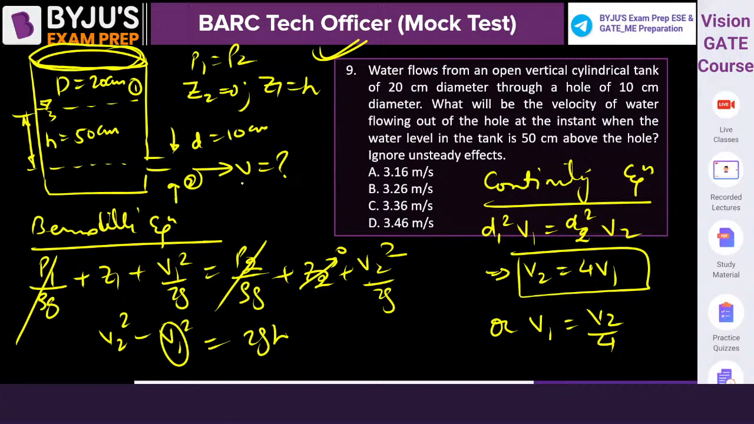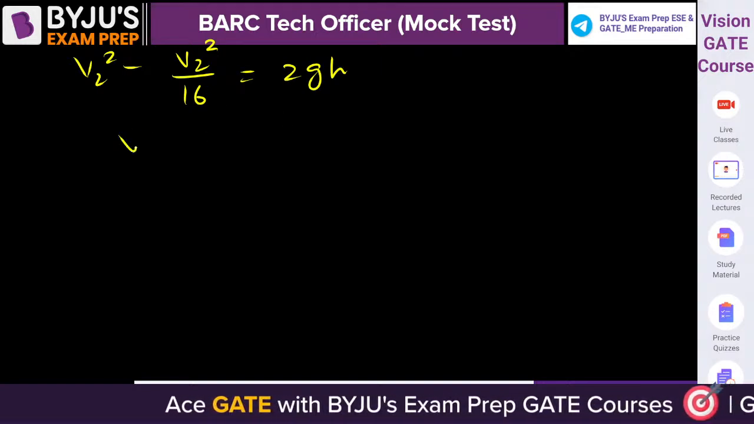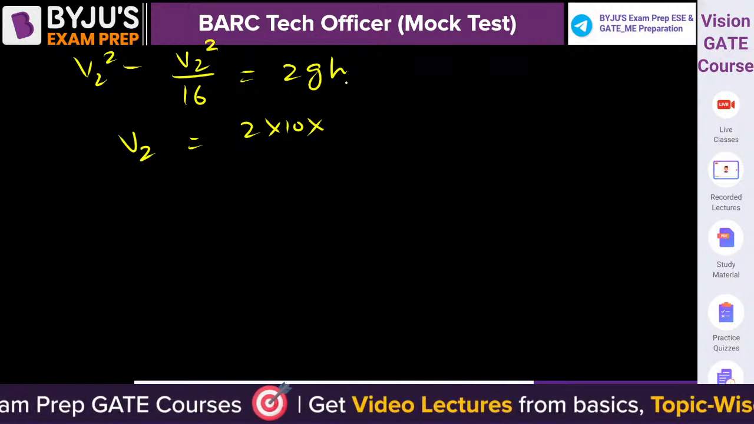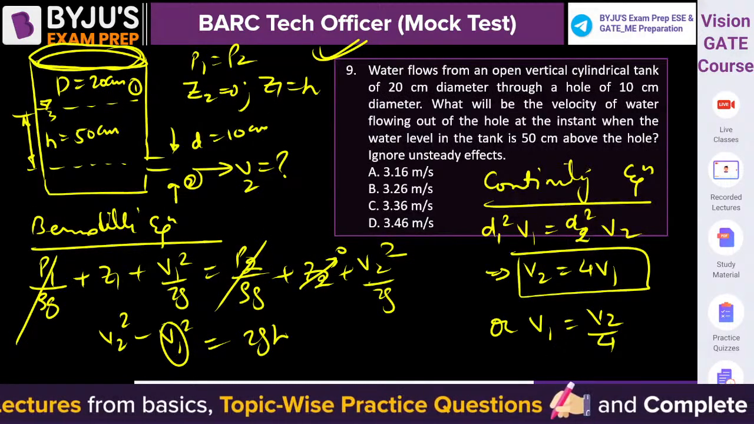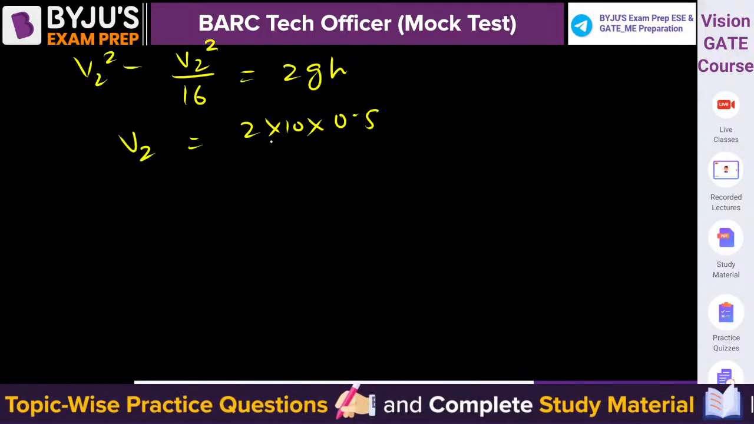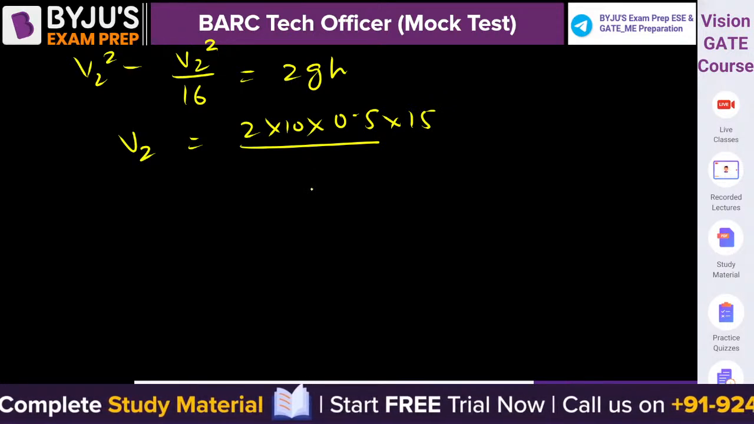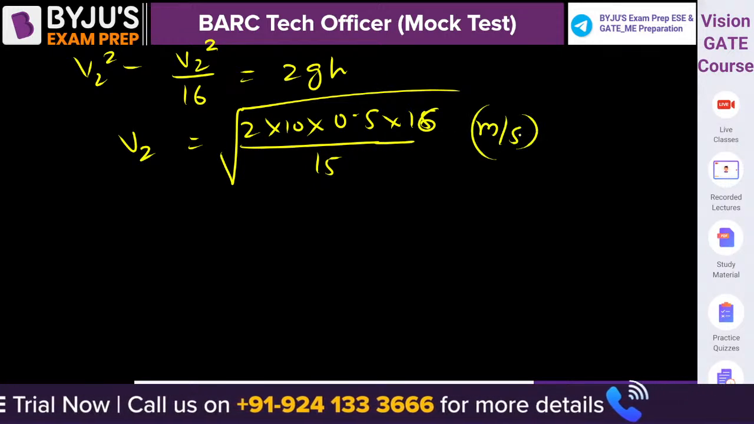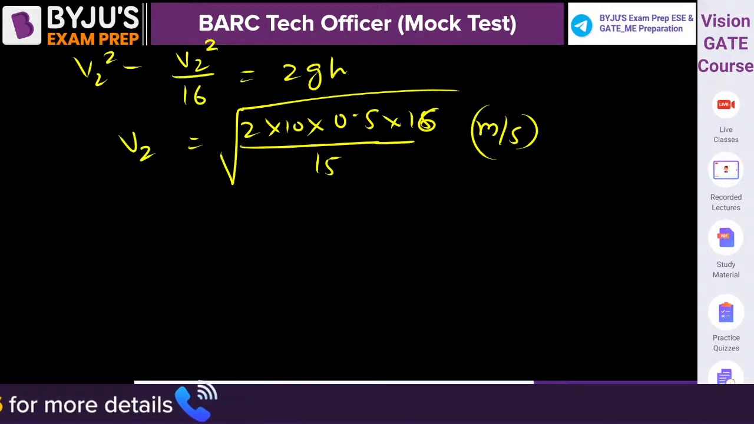Put the value of V1 because the question is to find out V2. So what is V1? V1 is equal to V2 by 4. So we can say V2 square minus V2 square by 16 is equal to 2gh. So V2 is equal to 2 into 10 into h. What is h? H is 50 centimeter, so 0.5, into 16 by 15, and then under root. This will give you the answer. 20 into 0.5, that is 10.